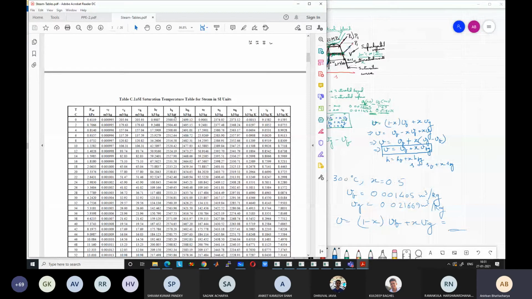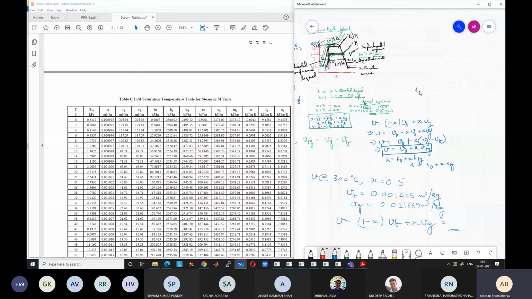So if internal energy is not given, how will you find it? U is equal to H minus PV. The H values are anyway given. P you know from the table, and V you can also find from the table. So using those values you can find U. So U is also not required if you know H and PV.